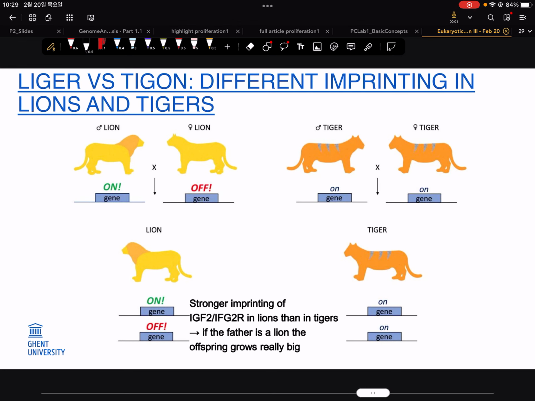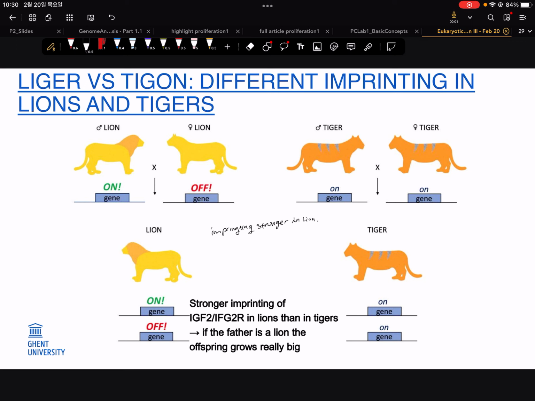So what then explains the difference between the liger and the tiger? Well, it appears that imprinting is extremely strong in lions, but in tigers, not. In tigers, IGF2, this gene IGF2, is biallelically expressed.